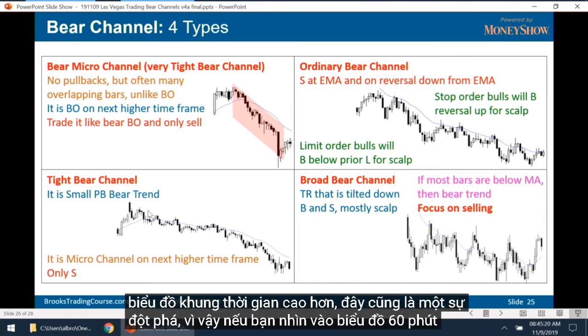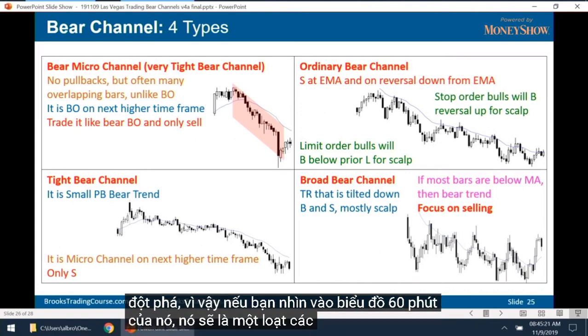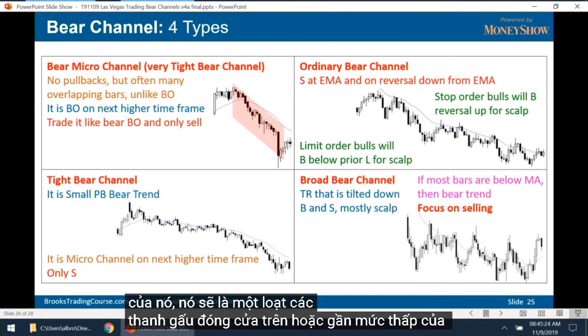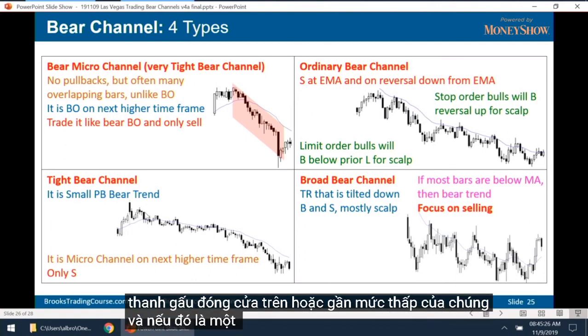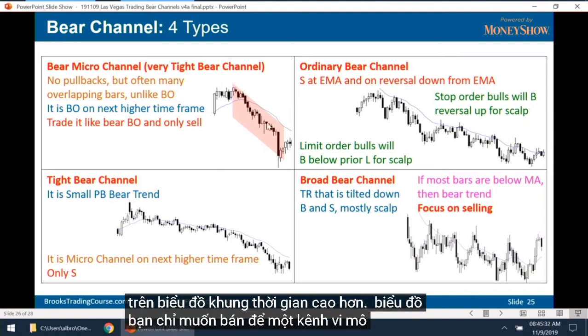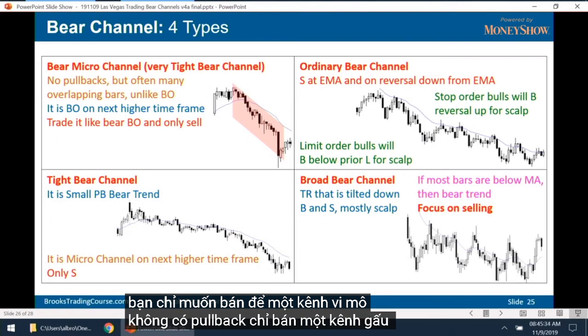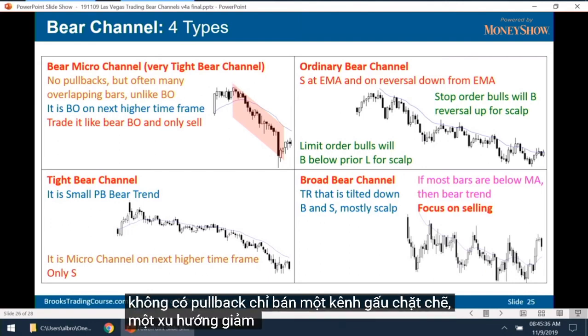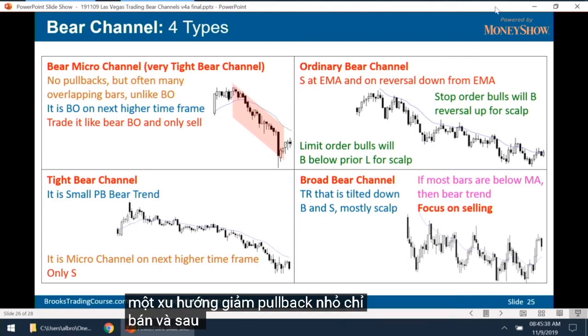So if you looked at a 60-minute chart of this, it would be a series of bear bars closing on or near their lows. And if it's a strong bear trend on a higher time frame chart, on this chart, you only want to sell. So a micro channel, no pullbacks, only sell. A tight bear channel, a small pullback bear trend, only sell.